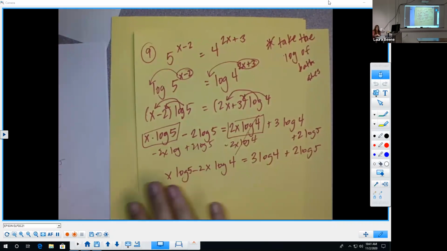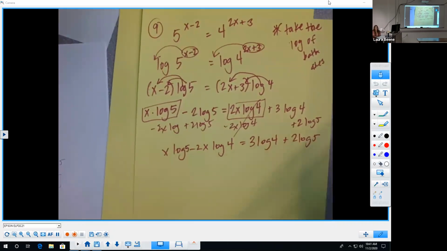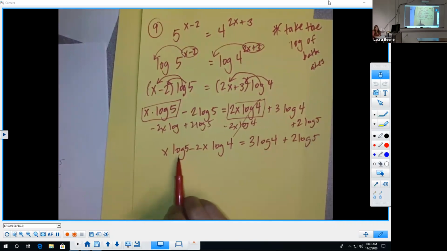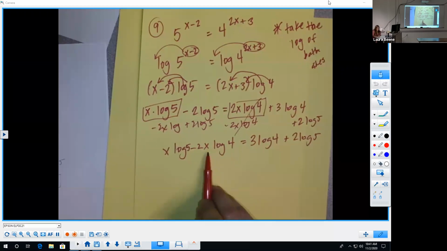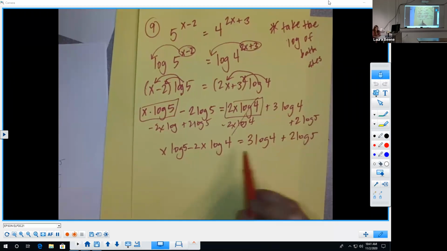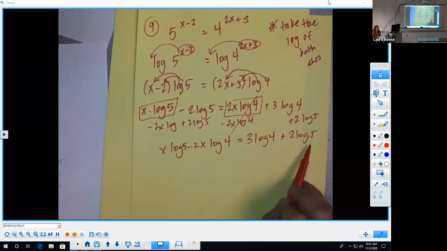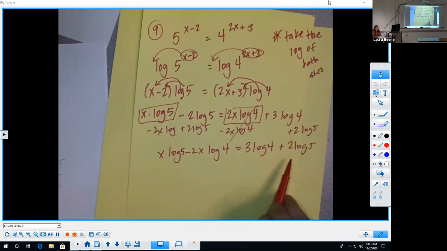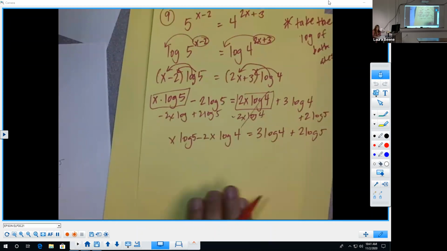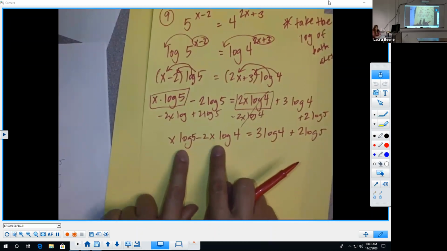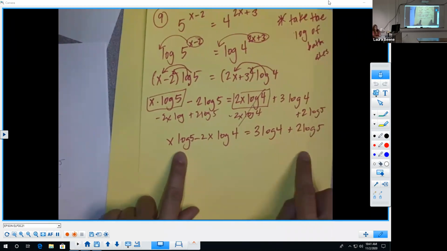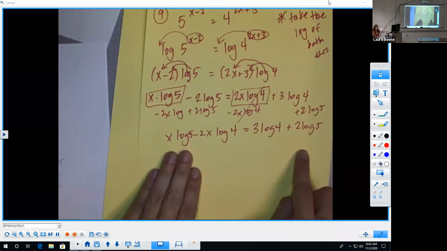Okay, it looks like a bunch of gibberish, right? Let's remind ourselves what this is. X log 5, that's like a decimal times x, right? Minus 2x log 4, that's like a decimal times x, right? This 3 log 4, that's a decimal, plus 2 log 5, that's just a decimal. This is just one big decimal over here. So one way I could solve, technically you could get the decimal here and add or subtract the decimals and then divide by that decimal. That's totally one way to do it.